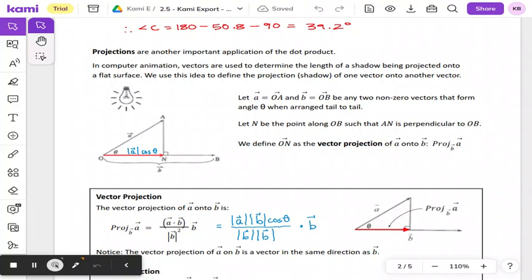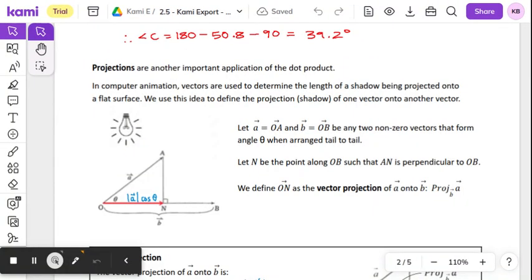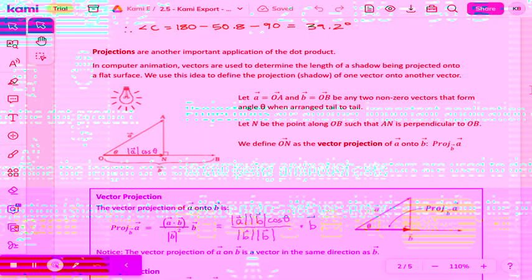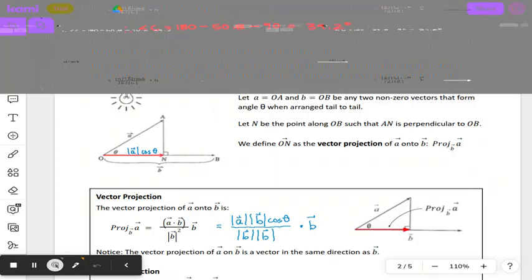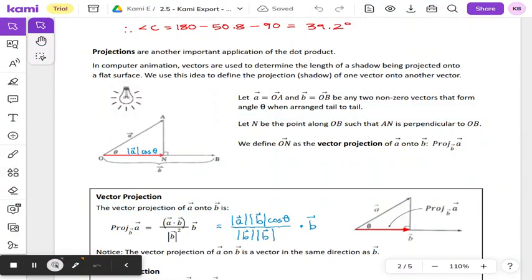Okay, let's try this new method and see if it works. All right, I want to make that bigger.